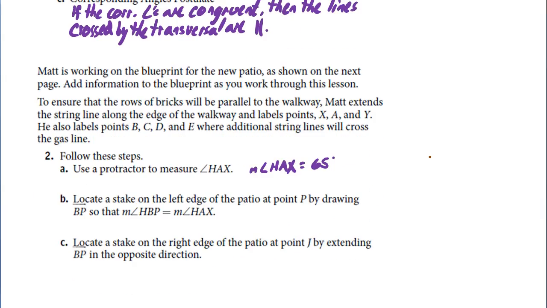Matt is working on the blueprint for the new patio, as shown on the next page. Add information to the blueprint as you work through this lesson. To ensure that the rows of bricks will be parallel to the walkway, Matt extends the string line along the edge of the walkway and labels points X, A, and Y. He also labels points B, C, D, and E where additional string lines will cross the gas line.